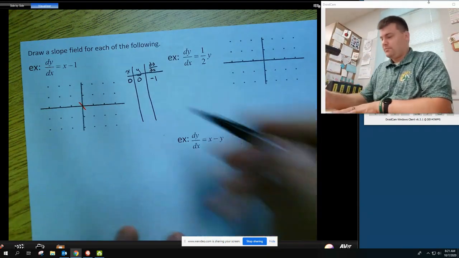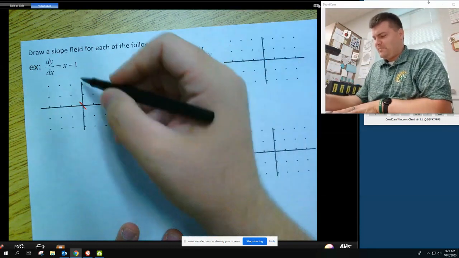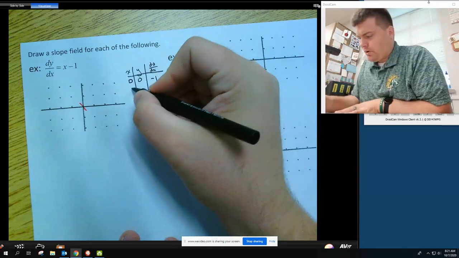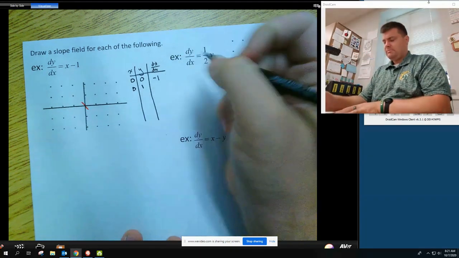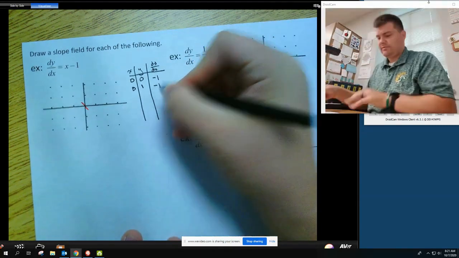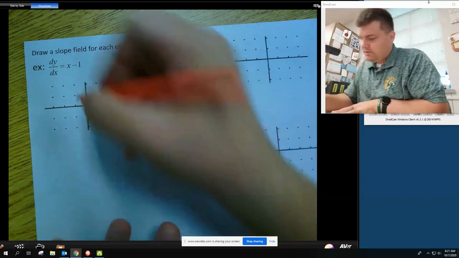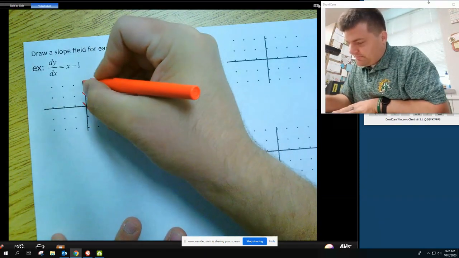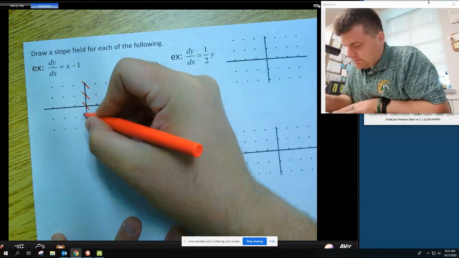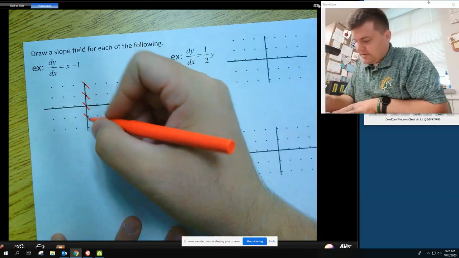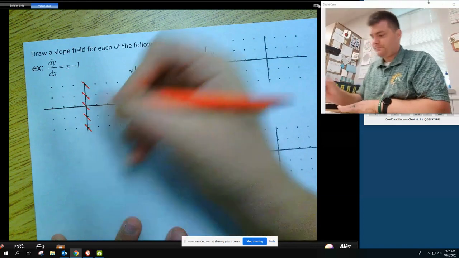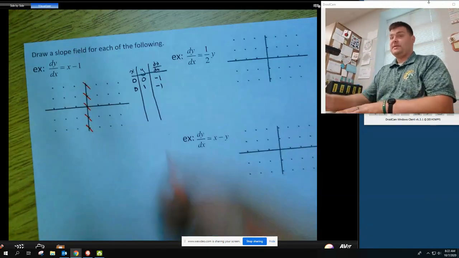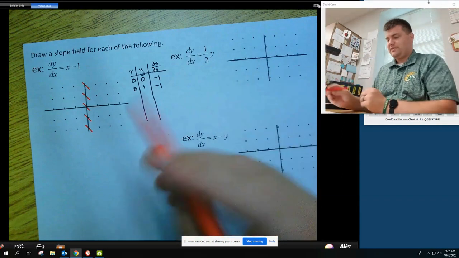We'll just plug in another point. Now, I'm noticing here, does the y really matter? At 0, 1, I'm going to get -1. If I go up 1, I'm also going to get -1. So if you notice, the y does not matter at all. All of these are -1. Did I need to do all of my chart? No, I just figured out that little pattern.